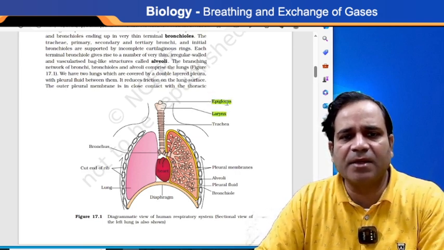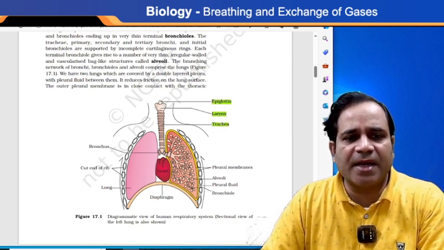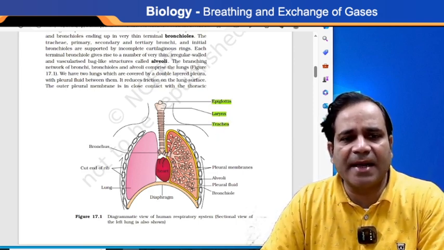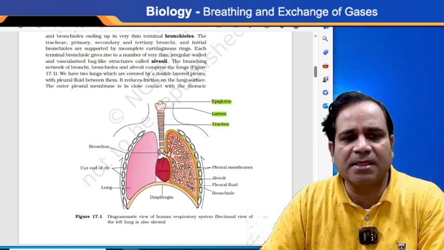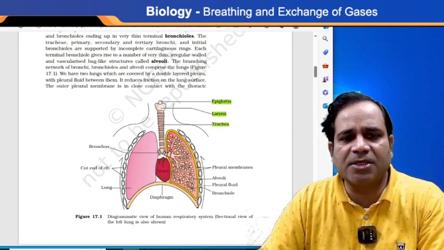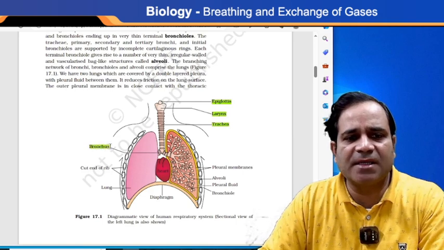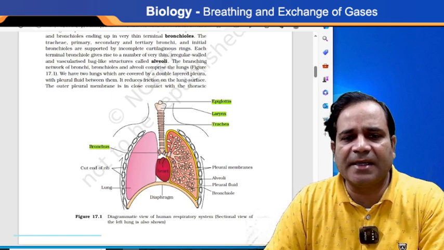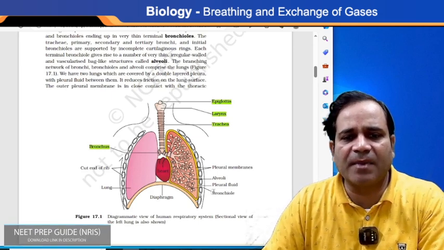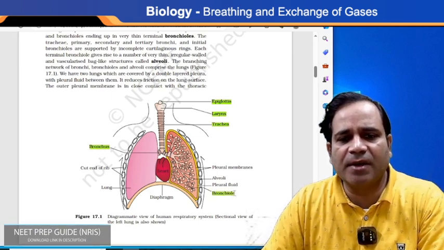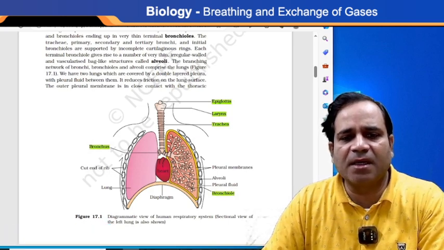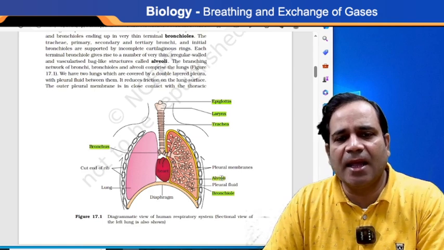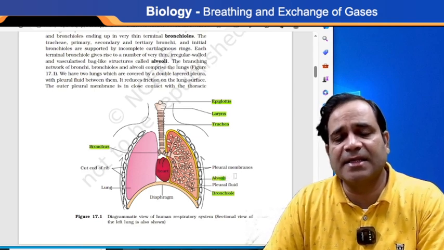This one is the epiglottis, and afterwards the trachea. This trachea is divided into bronchi. Bronchus is singular, bronchi is plural. This tubular structure is a bronchus. It further divides into several branches known as bronchioles, and these bronchioles open into muscular sac-like structures known as alveoli. Alveoli is plural, alveolus is singular.